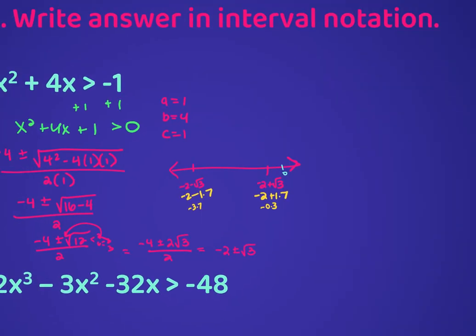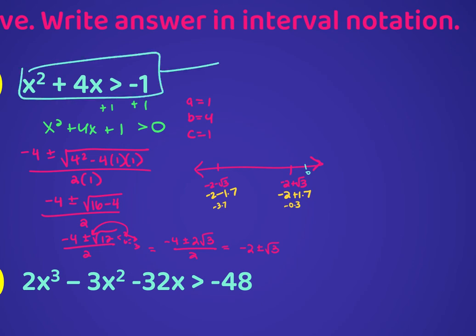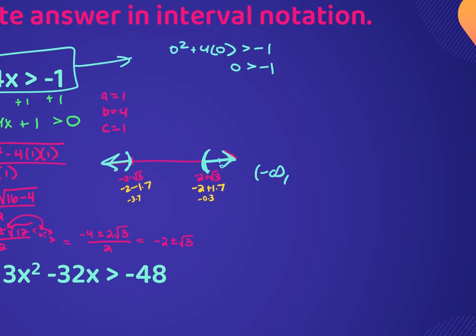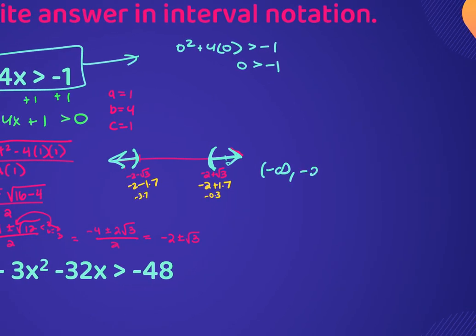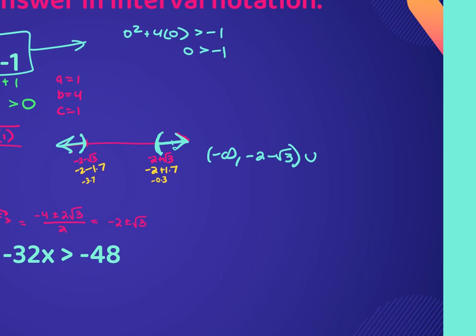So the 0 is on the right-hand side, so I go back to the beginning and plug the 0 in. 0 squared plus 4 times 0 is greater than -1. 0 is greater than -1. True or false? True. So I know I'm going outside the two answers, parentheses or bracket? Parentheses. So I'd get -infinity, and now I use the exact value, which is -2 minus root 3. Union, the exact value on the other side, -2 plus square root 3 to positive infinity.